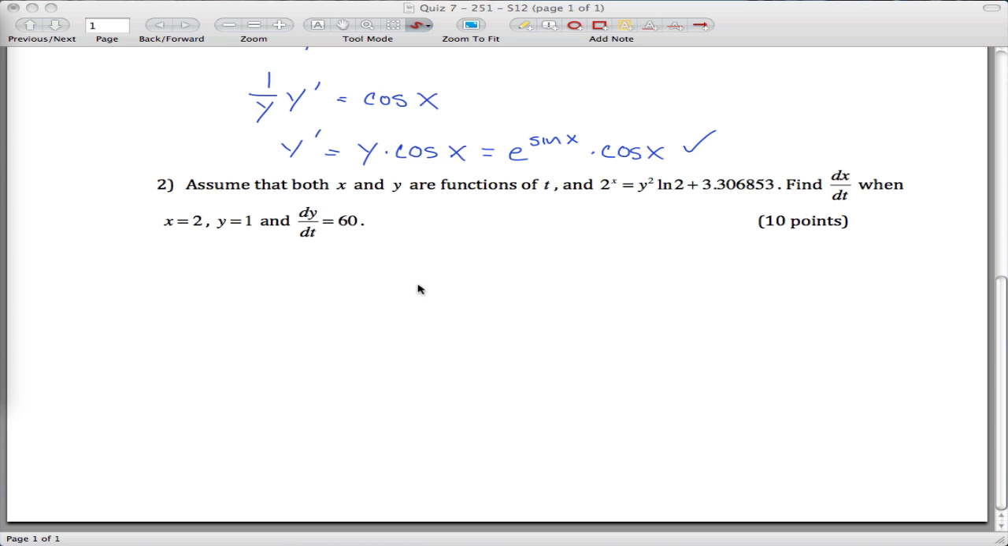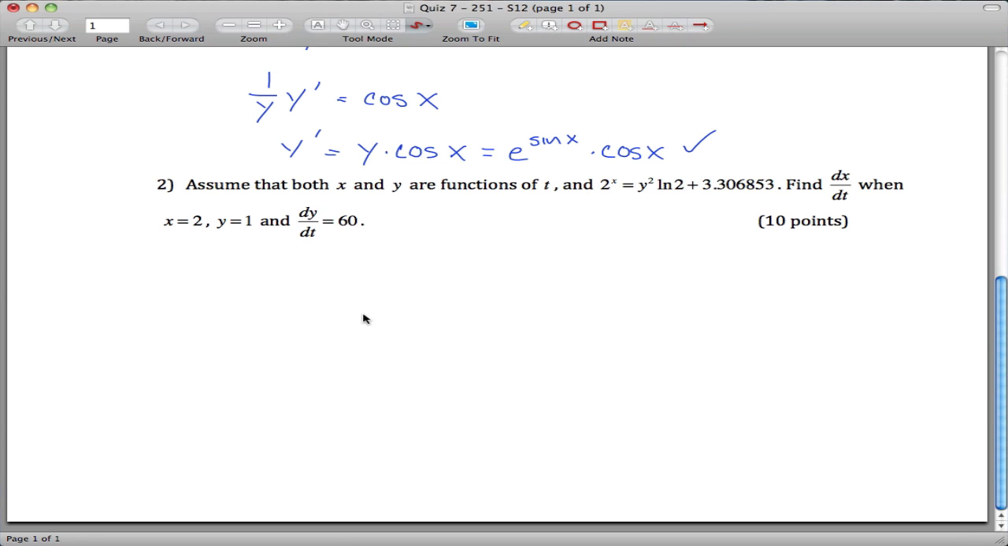So, okay, the way we'll do that is we'll start with this equation that's given, 2 to the x equals y squared natural log of 2, plus some constant, 3.306853. The reason I put that in is because I want 2 and 1 to be a point on this curve. So when x equals 2 and y equals 1, you need this constant to make the equation equal. It's an approximation, but good enough.